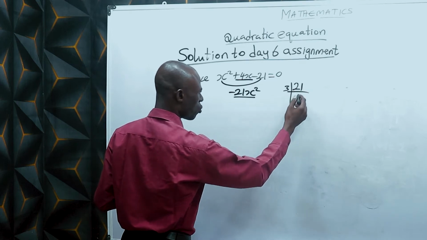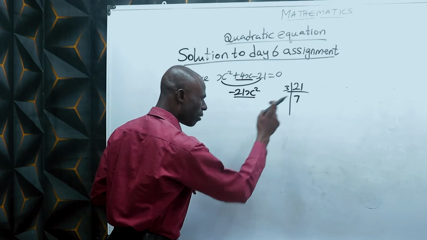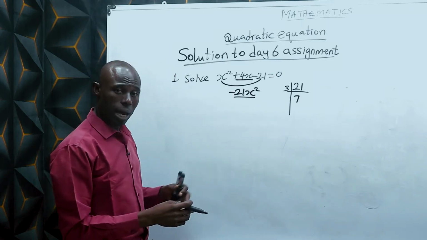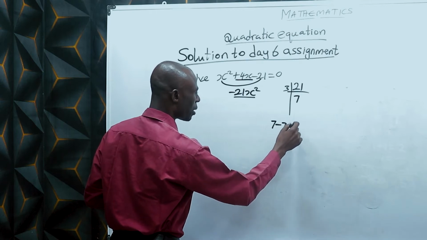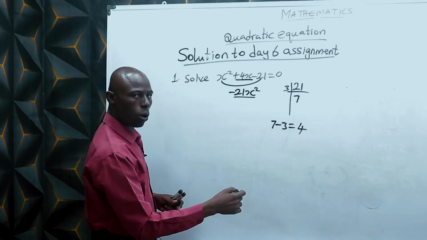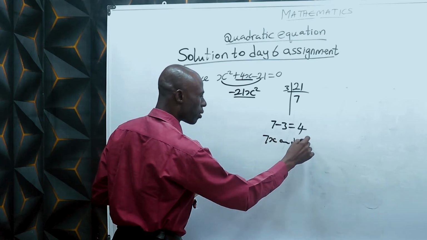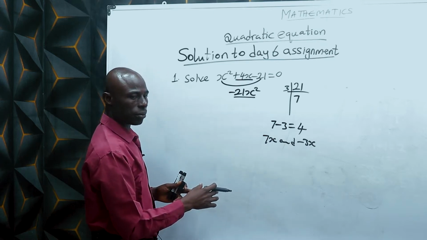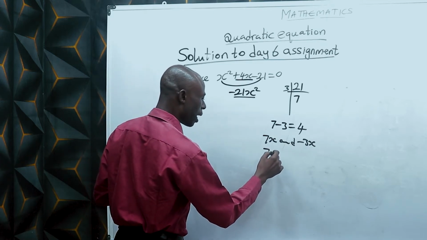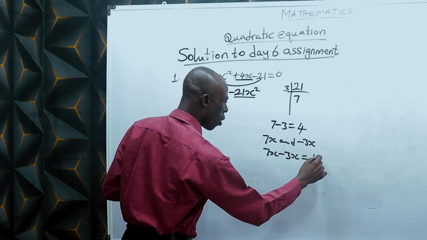3 goes in 21 7 times. Can 3 and 7 give us 4? Yes, it's possible. How? 7 minus 3 equals 4. That means 7x and minus 3x are the two factors we are using there, which, if they add together, gives 4x.